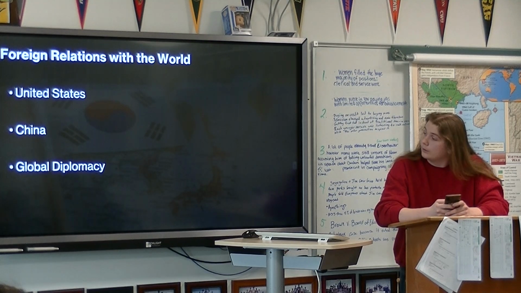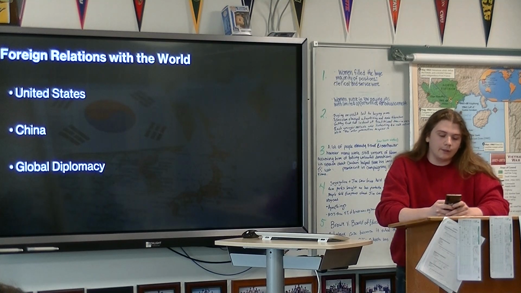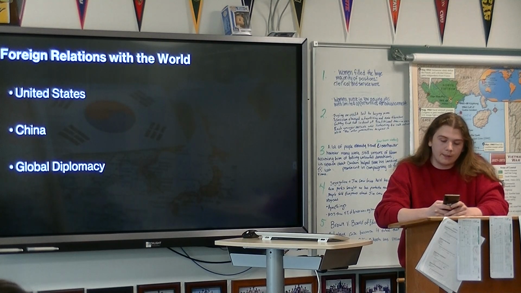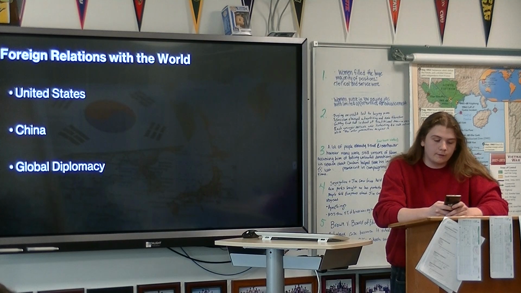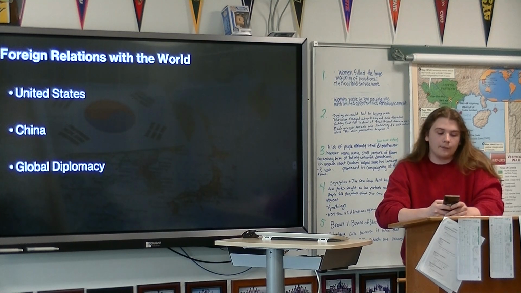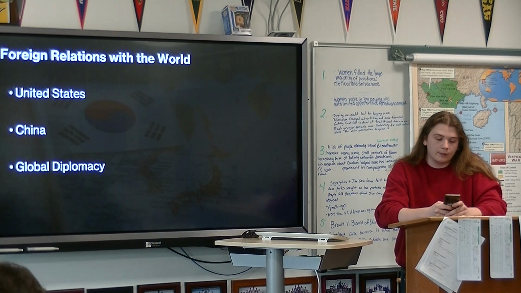Active global diplomacy. South Korea on the global stage promotes peace, climate action, and technology cooperation. It's involved in organizations like the United Nations and G20, and they seek to expand influence in Southeast Asia, Europe, and beyond.